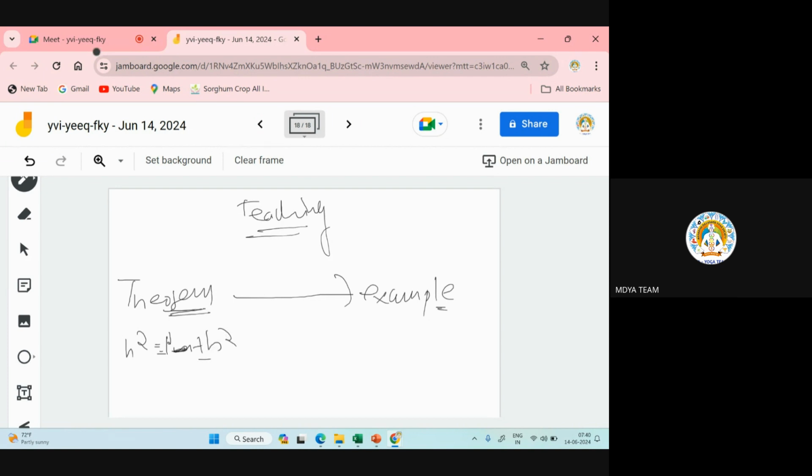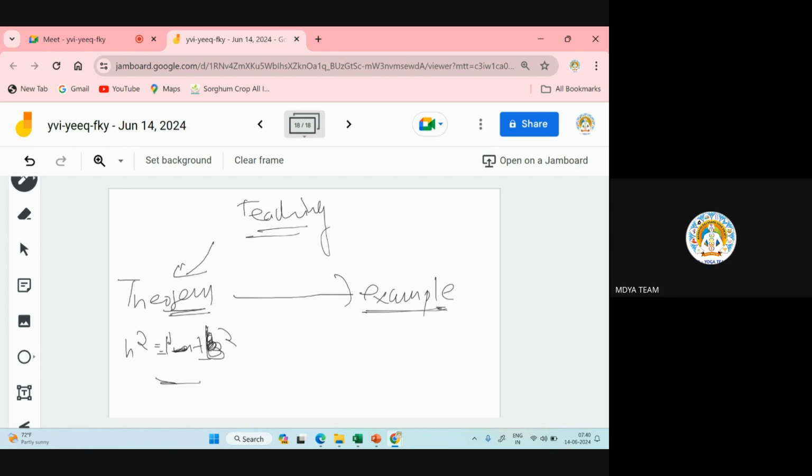The square of the hypotenuse is equal to the square of the length plus the square of the base, B square. So this is a theorem. Even if you are not understanding this, it's okay. So if a teacher first explains the theorem to students and then asks them to solve examples based on that theorem, what type of teaching is this? Inductive or deductive?